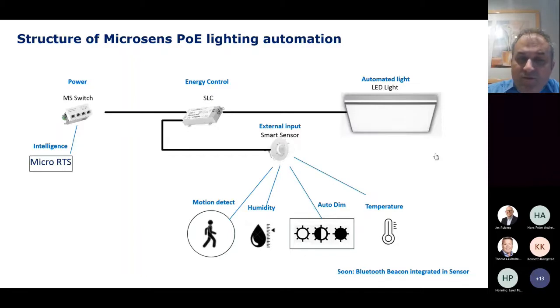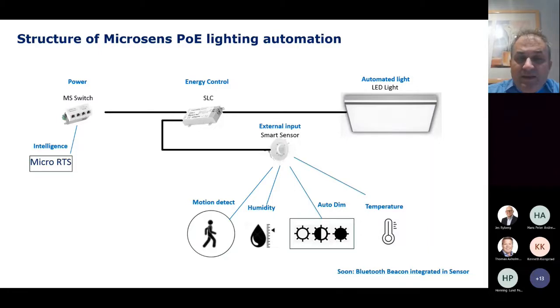On this smart light controller is also provided the ability to connect a smart sensor, which is able to detect motion, humidity, brightness, and temperature. The newest generation of our smart light sensor also provides a Bluetooth beacon functionality, which could be used for further applications like indoor navigation, for example.